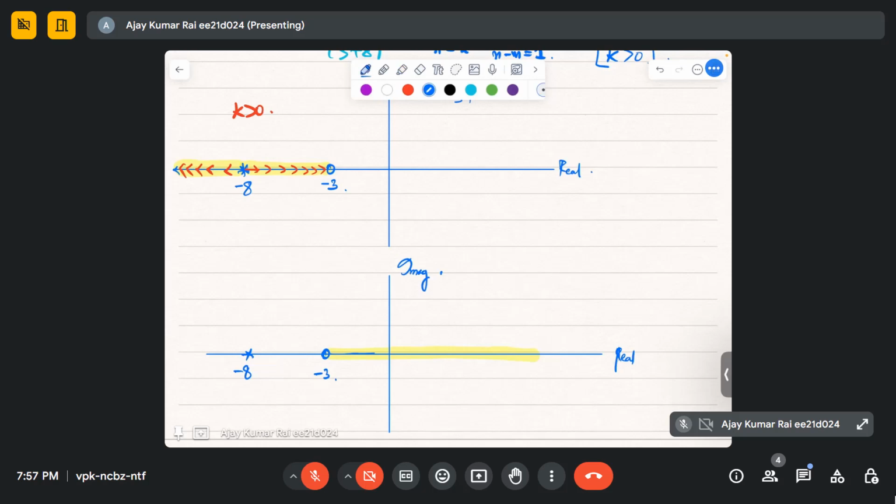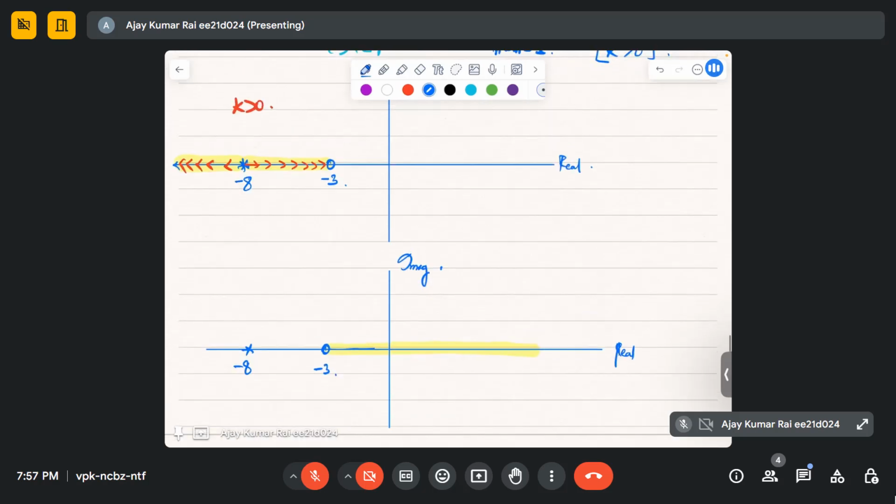Okay, so let me draw the rough diagram of how it should be. What I am assuming is it's going somewhere, like this. For that I have to find the asymptotes and all, and one will be going to 0 and again will be going to infinity. So here, these points we have calculated.